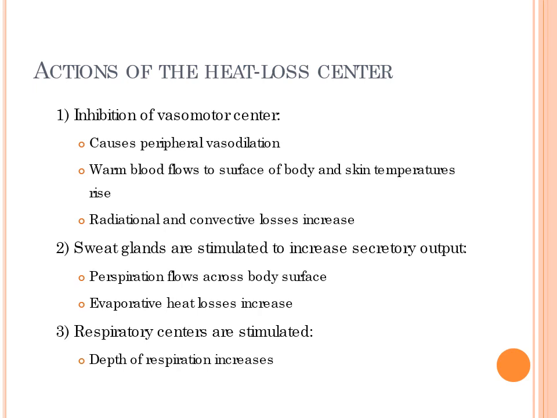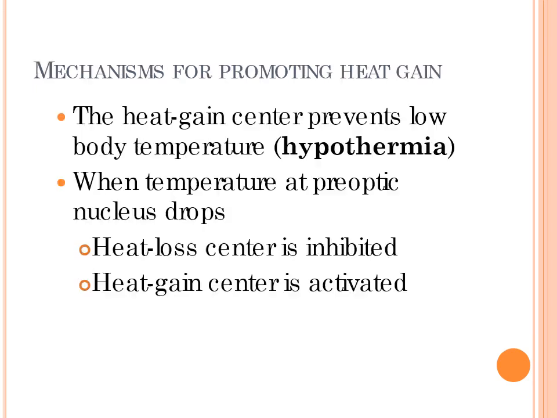And the respiratory centers are stimulated, so you're going to increase the depth of your respiration, and so that's going to bring more air down into your lungs and allow you to lose more heat through additional breathing. The heat gain center is going to help you hold on to your heat, so it's preventing low body temperature, also called hypothermia. When the temperature at the preoptic nucleus drops, the heat loss center is going to be inhibited and the heat gain center is going to be activated.